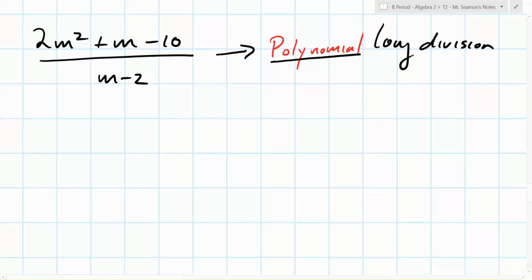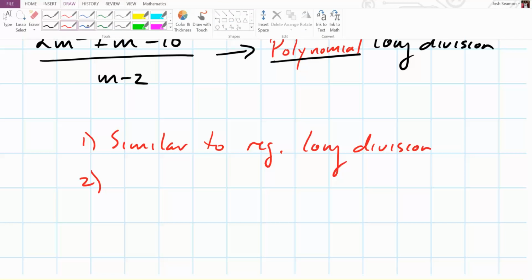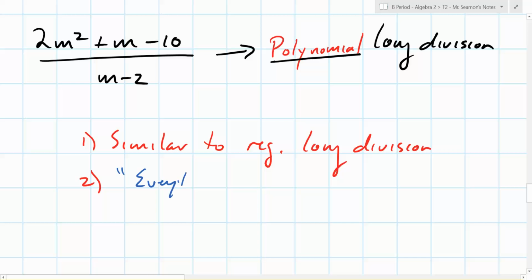The key to polynomial long division is 2 things. The first thing is it's similar to regular long division. The second thing is you need to remember this phrase because you're going to use it over and over and over again, which is everything times everything over everything. I can't believe I emphatically just told you the wrong word. Leading over leading. And I can't even spell it. Leading. There we go. This is important.